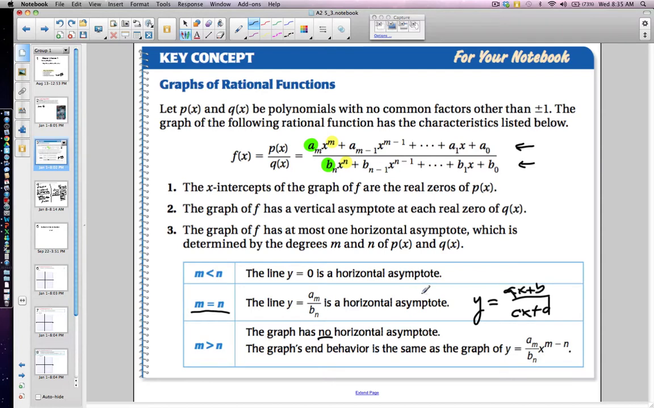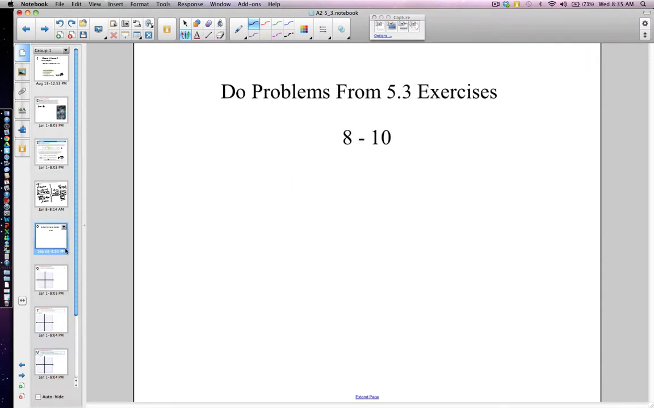You're just doing a few more things, and we might have more vertical asymptotes. We might be looking at x-intercepts, which we didn't do with simple rational functions. Okay, so go ahead and practice doing what I just did. Do problems 8 through 10, and then come on back, and we'll do some graphing.